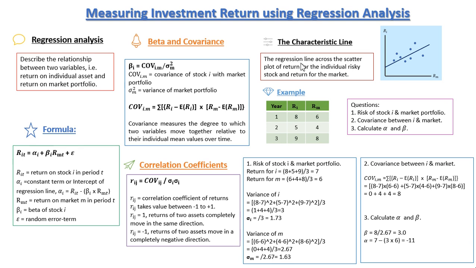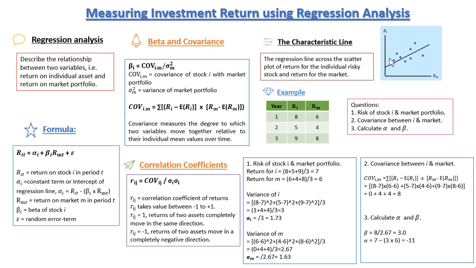Next, we'll look at the characteristic line. The characteristic line is a regression line across the scatter plot of returns for the individual risky stock and returns for the market. It shows the regression line that indicates the systematic risk of a risky asset.